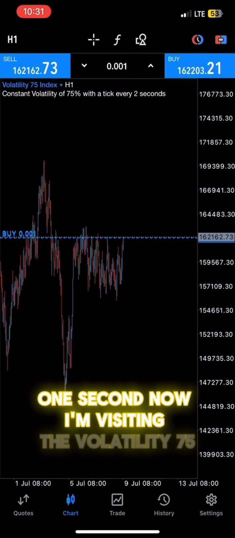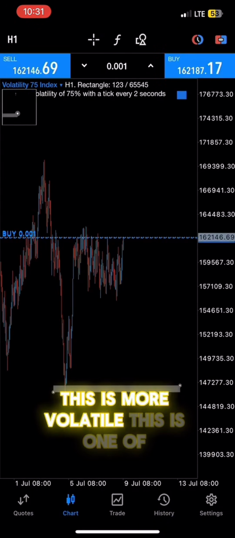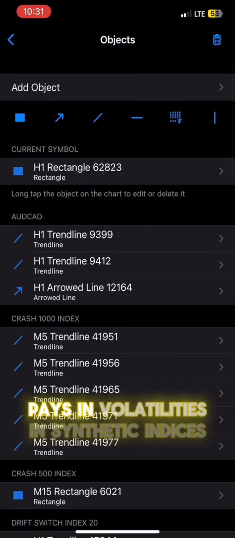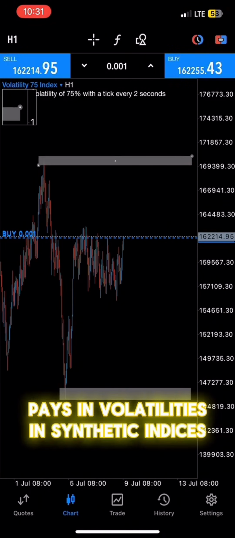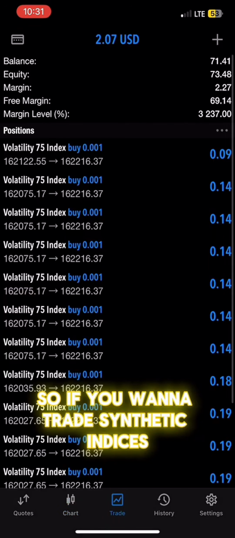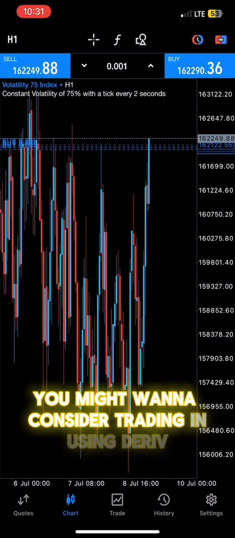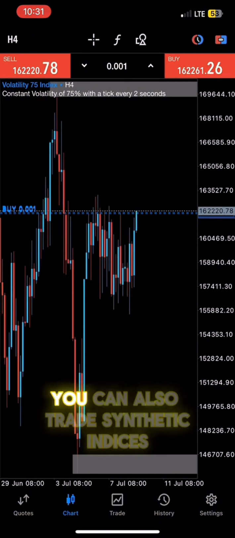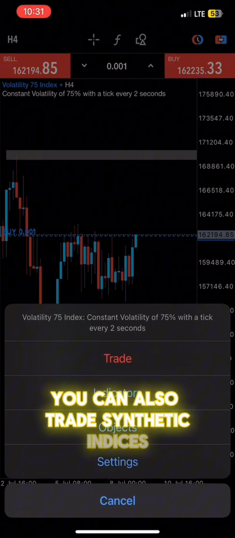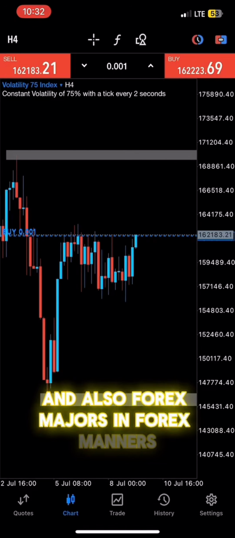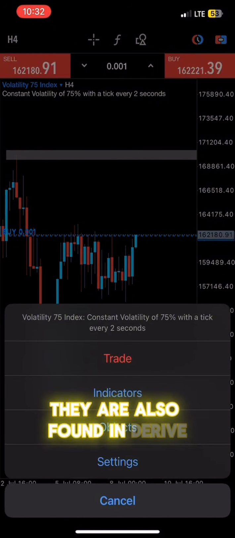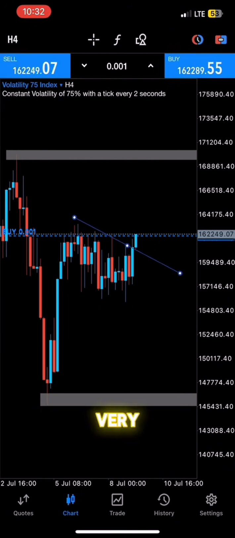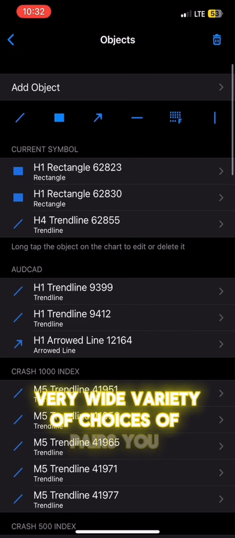Now I'm visiting the Volatility 75. This is more volatile. This is one of the most volatile pairs in volatilities, in synthetic indices. If you want to trade synthetic indices, you might want to consider trading using Deriv. Deriv is a very good broker. You can trade over the weekend. You can also trade synthetic indices, and also Forex majors and Forex minors. They are also found in Deriv. Deriv is actually good because it has a very wide variety of pairs you can trade.